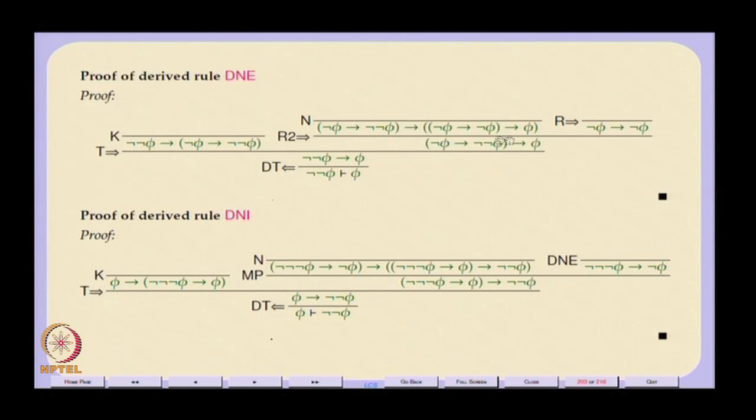We have the transitivity of the conditional applied to these two: not phi arrow not phi arrow not phi and not phi arrow not phi arrow phi. These two give me not phi arrow phi, and then I move this antecedent to an assumption and I get not phi proves phi.